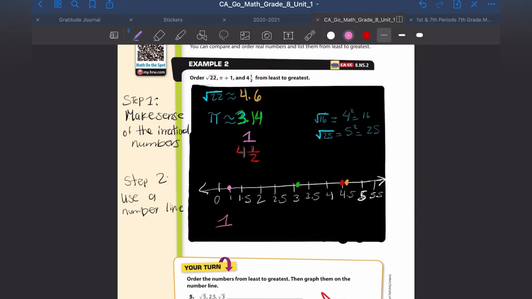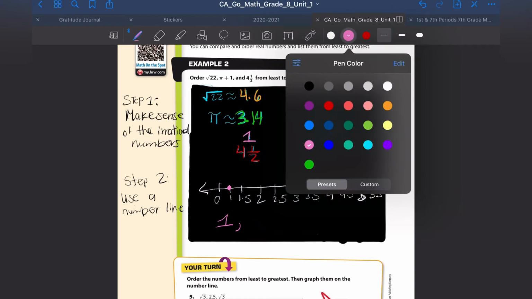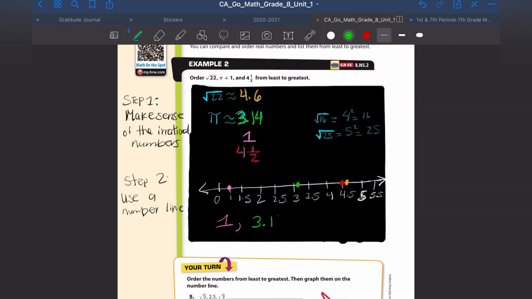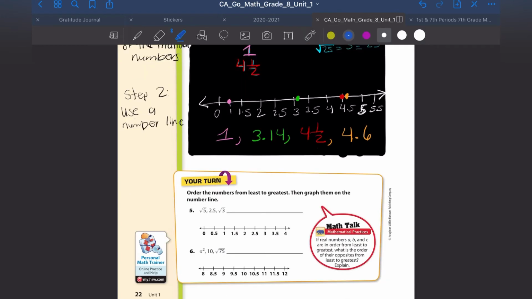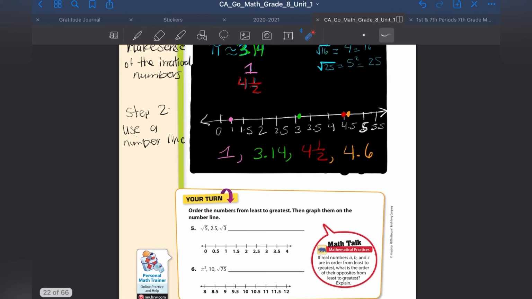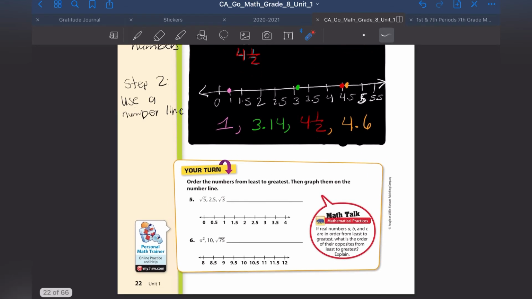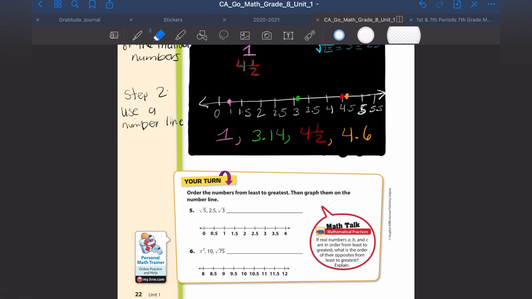So we would have 1, comma, the next number is pi, 3.14, and so on. Ordering your numbers from least to greatest again, and then graph them on the number line. They did a number line for you, so all you have to do is do step 1 and then plug them in. So do number 5 and number 6.